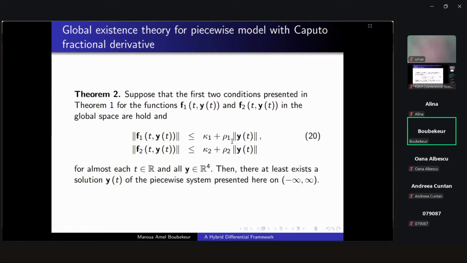Here we show that the solution does not blow up in finite time. This means the model is well posed and valid for long-time epidemiological studies.